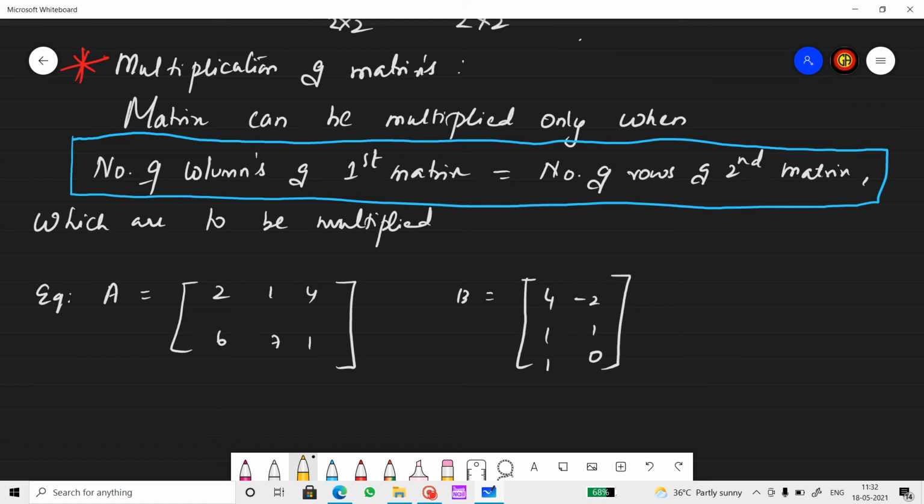What I mean by first and second is whatever they want us to multiply. If they say A into B, A is the first matrix, B is the second matrix. If they want us to find B into C, B is the first matrix, C is the second matrix. Or for that matter, if they want us to find B into A, B first and A second. So whatever be the number of columns of the first matrix, that should be equal to the number of rows of the second matrix. Only when this condition is satisfied, multiplication is possible.